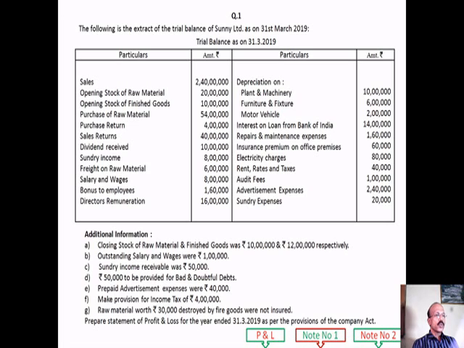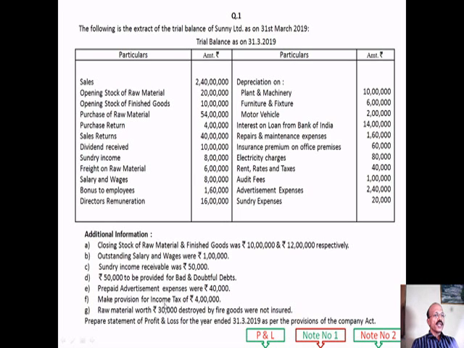The first one is closing stock of raw material and finished goods was rupees 10 lakh and 12 lakh respectively. Second adjustment says outstanding salary and wages rupees 1 lakh. Sundry income receivable was rupees 50,000. Rupees 50,000 to be provided for bad and doubtful debts. Prepaid advertisement expenses were rupees 40,000.